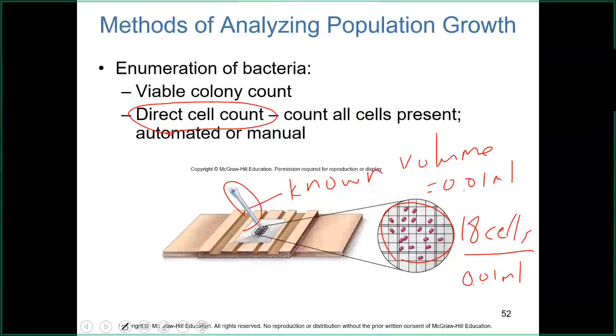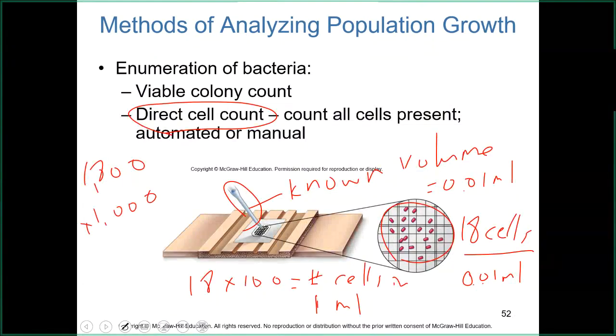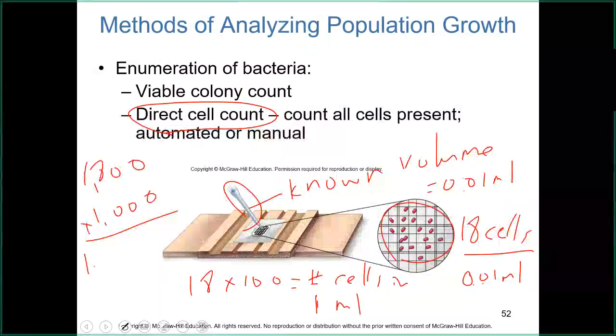It would take 100 of those to equal 1 ml, so 18 times 100 equals the number of cells in 1 ml, say 1,800. In a whole liter, there's going to be 1,000 times that many. So 1,800 times 1,000 would equal the number of cells per liter. So that's 1.8 million. Million is 10 to the 6th power. You don't need to know that. That's the number of cells per liter.